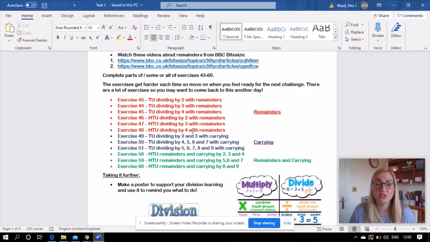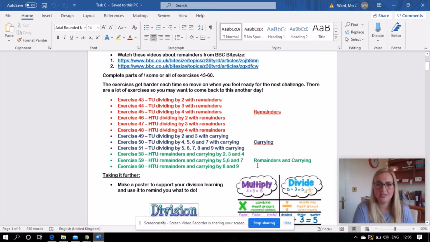Then the blue section is your carrying section. This is where you almost have remainders within the question and you have to move your answers into the next column. So they're exercises 49 to 51. Your first ones you're going to be dividing by 2 and 3, carrying in your columns. Then you've got dividing by 4, 5, 6 and 7 with the carrying, and then you've got tens and units by 5, 6, 7, 8 and 9. So that's going to be more challenging if you want a challenge today.